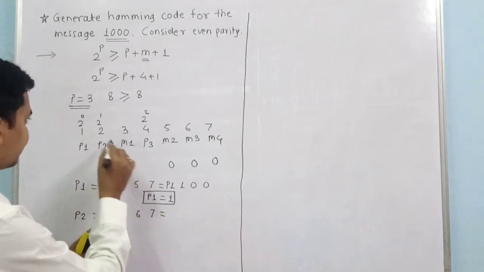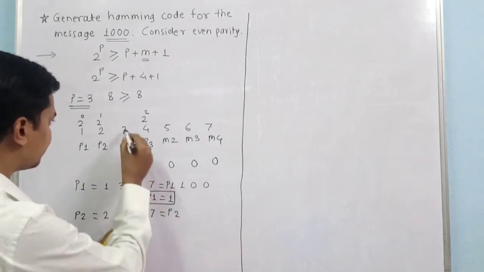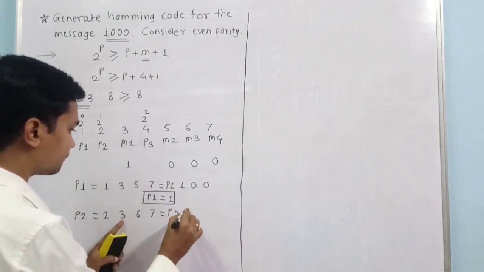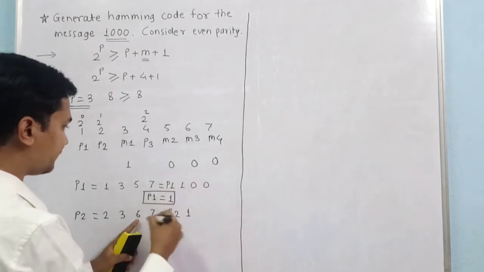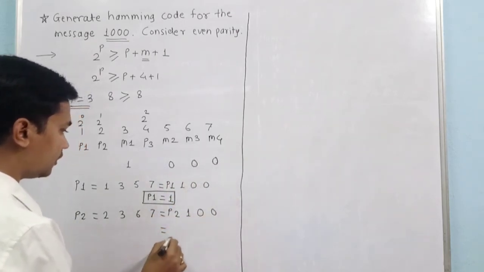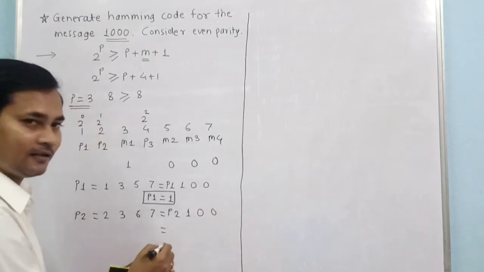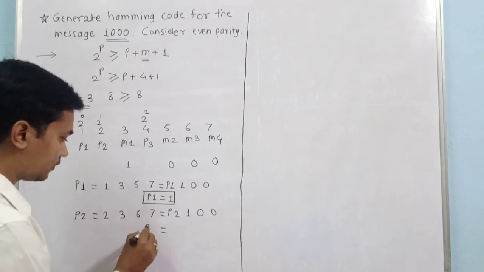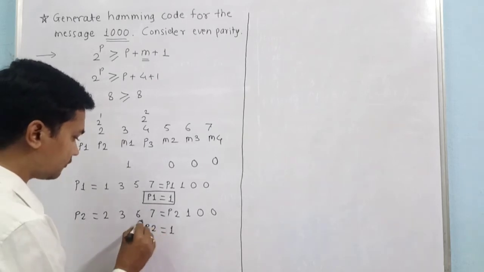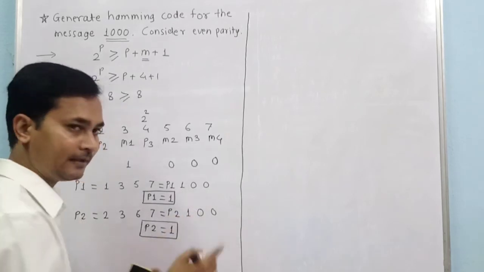So 2, 3, 6, 7: 2 is P2, 3 is the M1 bit, that is 1, 6 is 0, and 7 is 0. So to make these 4 bits even, P2 should be 1. Then and only then will the number of ones in these 4 bits be even.